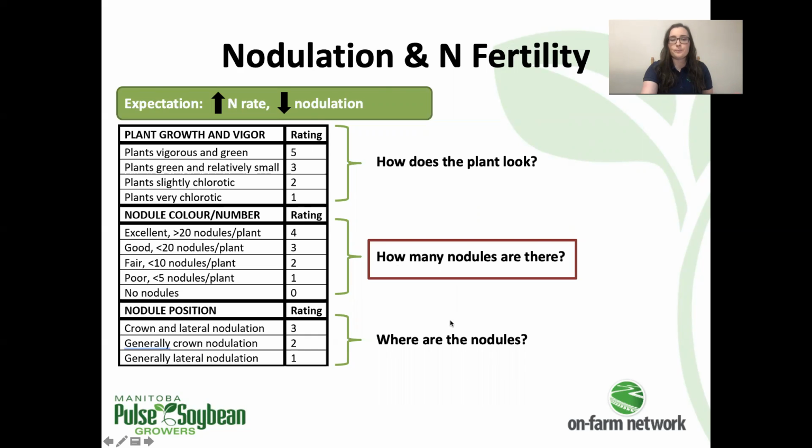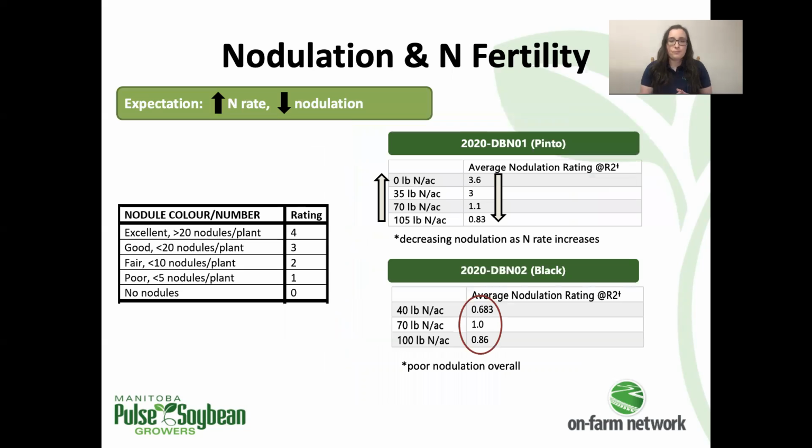Something like the distribution of nodules on the root mass is a lot more critical for something like an inoculant trial, where we want to know whether there's more nodulation at the crown or more nodulation on the lateral roots, which is likely from rhizobia that's already present in the soil. That's not really a big factor for a nitrogen fertility trial, where we're a lot more focused on nodule number.